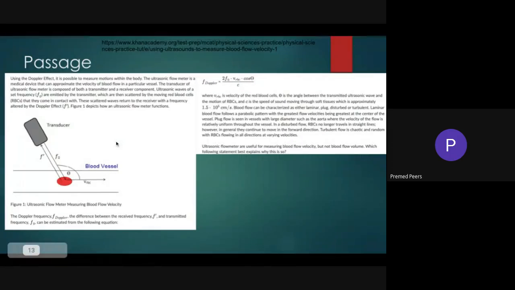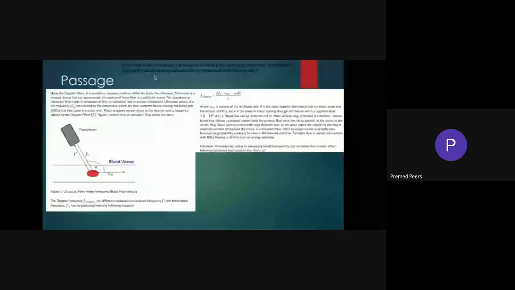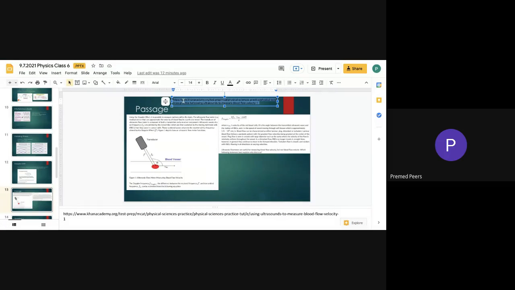Okay, so now we have a passage. I'm going to give you guys some time to read through this. And then I'll also, yes, sorry.